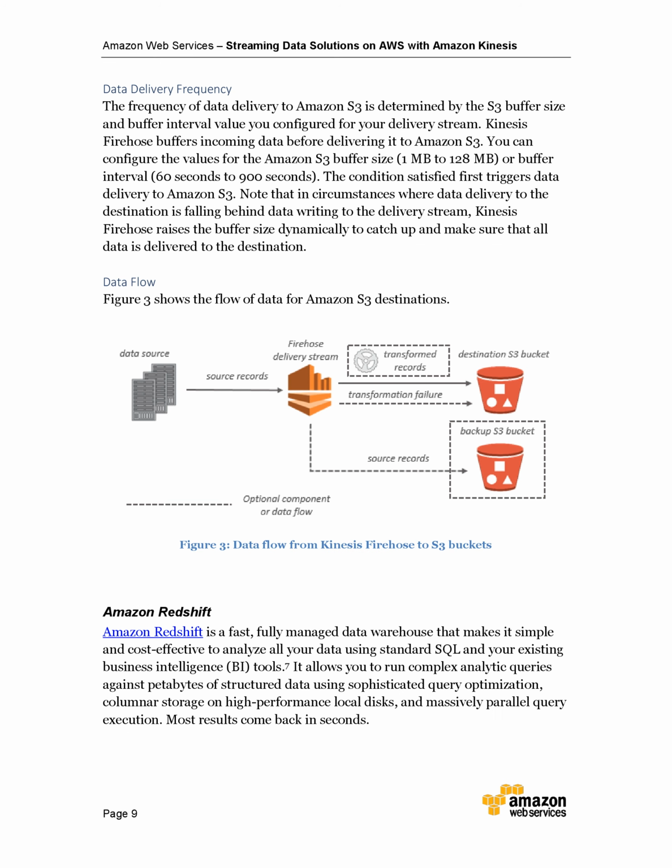Data delivery frequency. The frequency of data delivery to Amazon S3 is determined by the S3 buffer size and buffer interval value you configured for your delivery stream. Kinesis Firehose buffers incoming data before delivering it to Amazon S3. You can configure the values for the Amazon S3 buffer size, 1 megabyte to 128 megabytes, or buffer interval, 60 seconds to 900 seconds. The condition satisfied first triggers data delivery to Amazon S3.